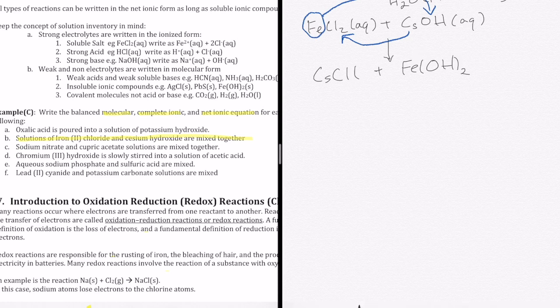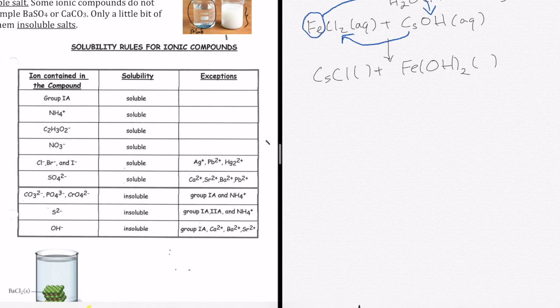That's my formula. Now I need to figure out what state each has. Since this is a double displacement reaction and it's not acid-base, and the reason I know it's not acid-base is because an acid would have had an H in one of the reactants and we don't see that, I'm going to need to go to my solubility rules to figure out the state of each of these products. So here are my solubility rules on the left. I can see that Cs is a group 1 salt. So if it's group 1, that means that it will be soluble.